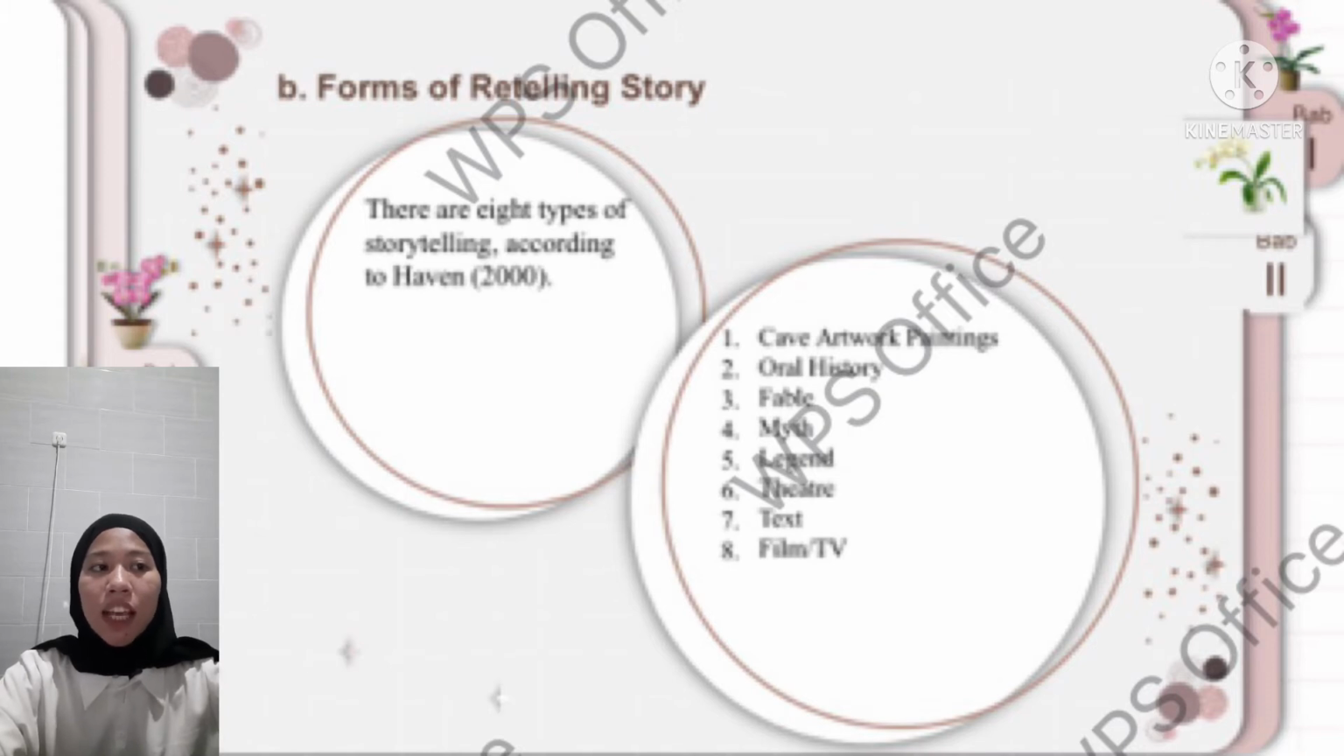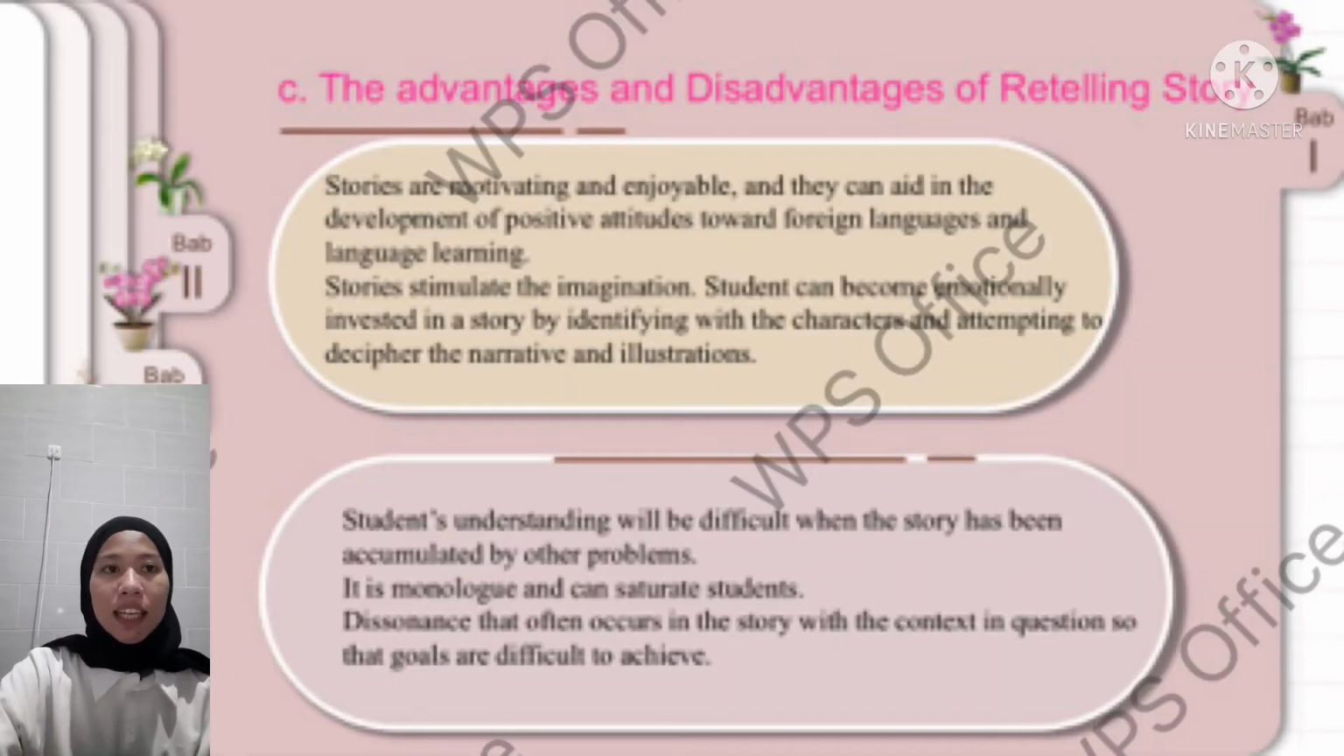1. Cave artwork paintings. 2. Oral history. 3. Fable. 4. Myth. 5. Legend. 6. Theater. 7. Text. And 8. Film and TV. C. The advantage and disadvantage of retelling story.